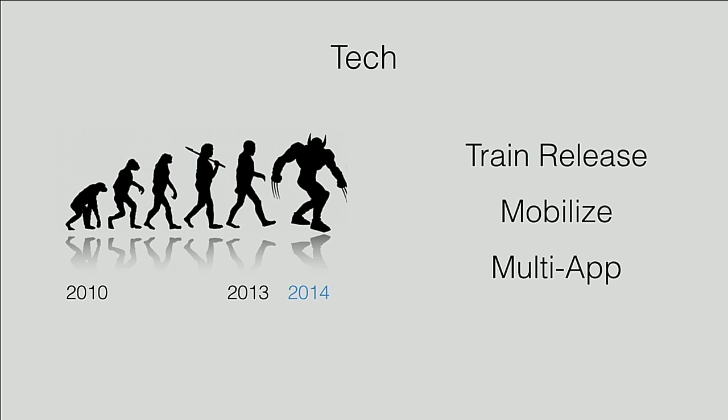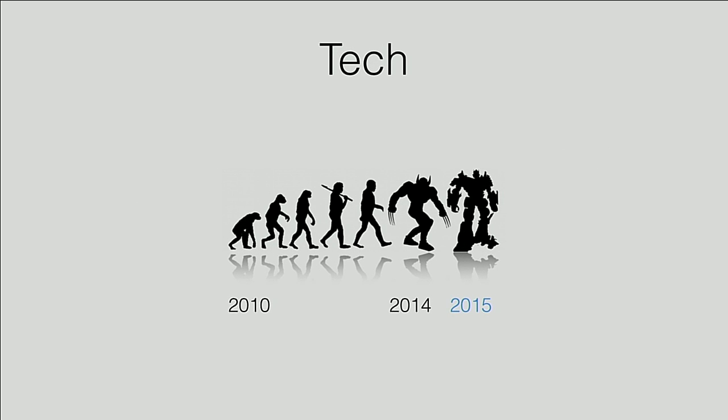So that was 2014, where we went to the train release model, and we're really taking it forward there. 2, we mobilized. And 3, we went to the multi-app strategy. So what's happening in 2015? Where are we headed?